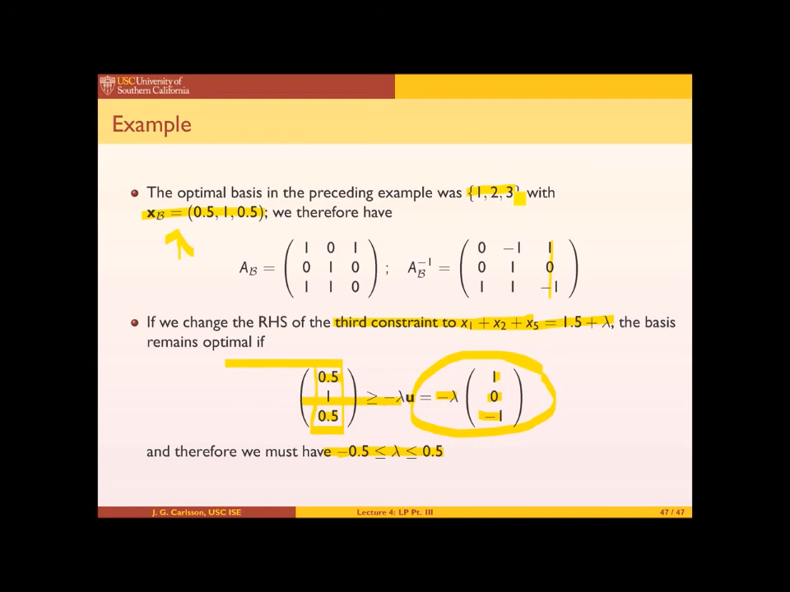So that's sensitivity analysis, that's duality theory, and from here on out, we're done talking about duality. We're going to get into integer programming next.